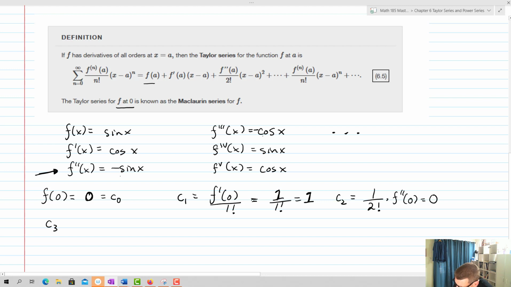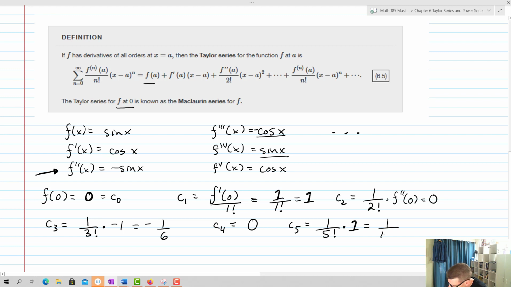C3, well, you can kind of see, C3 is going to end up being now negative 1. So C3 is going to equal 1 over 3 factorial times negative 1. So it equals negative 1 sixth. C4 will end up equaling, well, that's sine of 0, so we can think that f to the fourth of 0 is going to be 0 again, so it's going to be 0. C5 then is going to equal 1 over 5 factorial, which ends up giving us 120. So we got 1 over 5 factorial times 1, so that's 1 over 120.